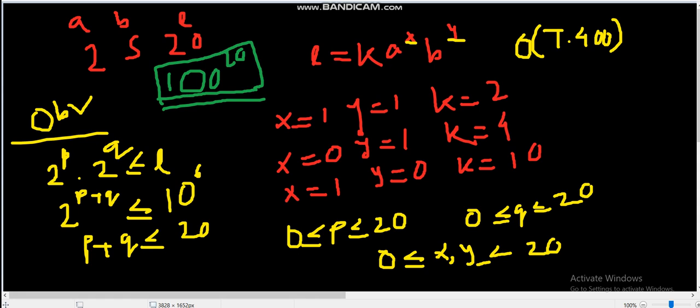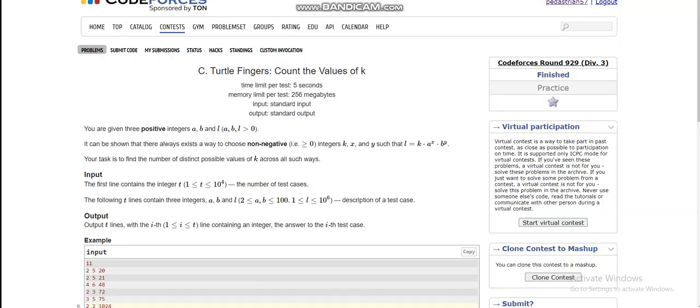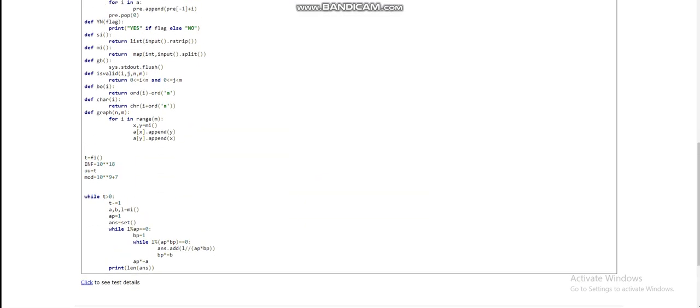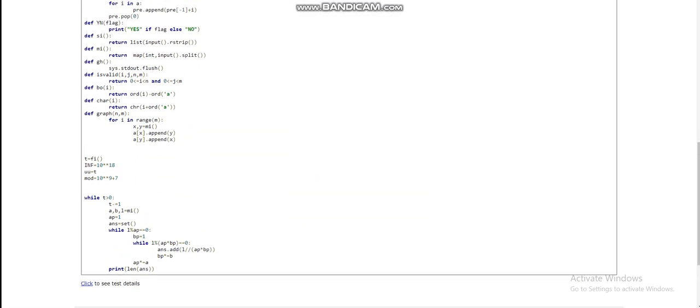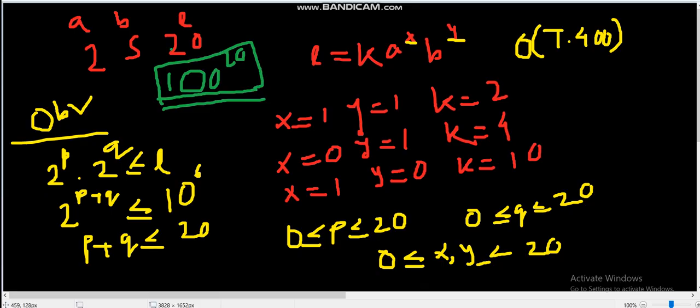Okay, so instead of iterating over all the possible values of x and y, we'll check something. So let's jump into the code. Here let's say our ap is the power of a and bp is the power of b. So we are iterating while l modulo ap is equal to 0. Now if ap is something like, let's say in this case we are given l as 20, 20 modulo 2 to the power 3 is not equal to 0, then we are breaking.